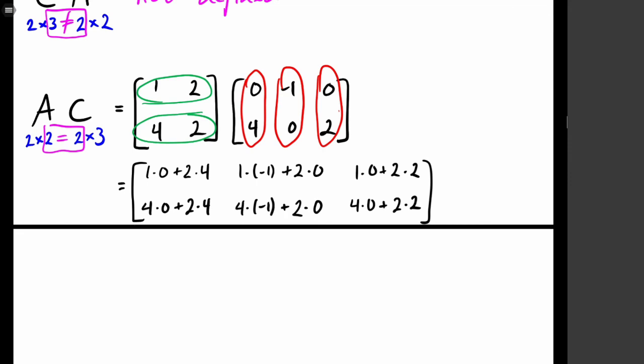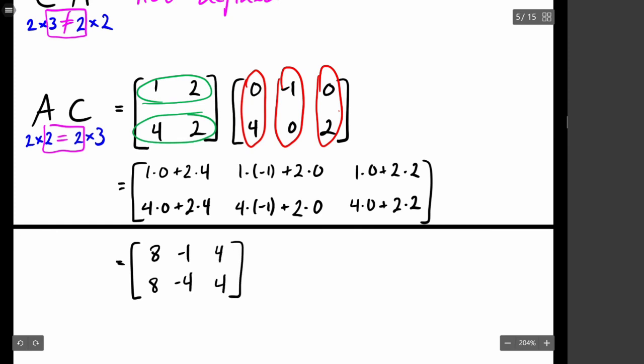Right, and now we just simplify them. So this is an 8, -1, 4, 8, -4, 4, a lot of 4s. Right, and that will be the product of those two matrices. Right, so hopefully that made sense. This is something that you just have to practice a few times and get used to it. But we'll have plenty of practice going on for this matrix multiplication here. So hopefully that makes sense, and the next one.